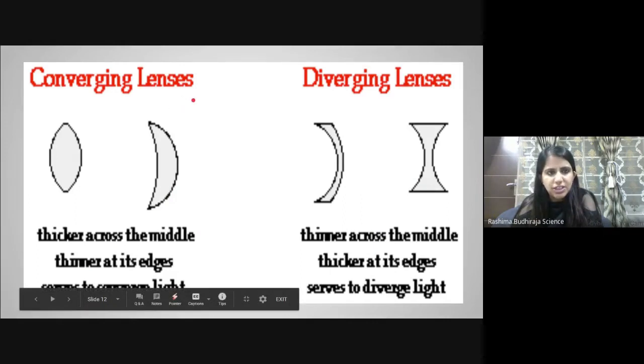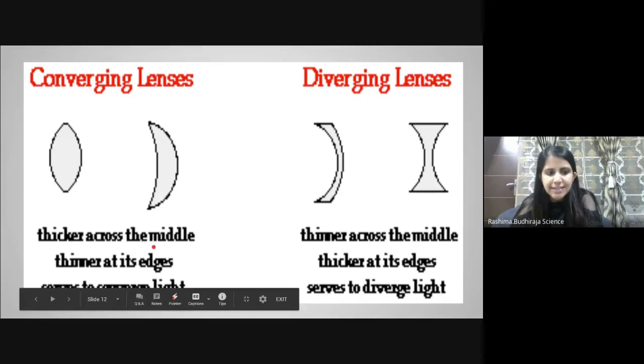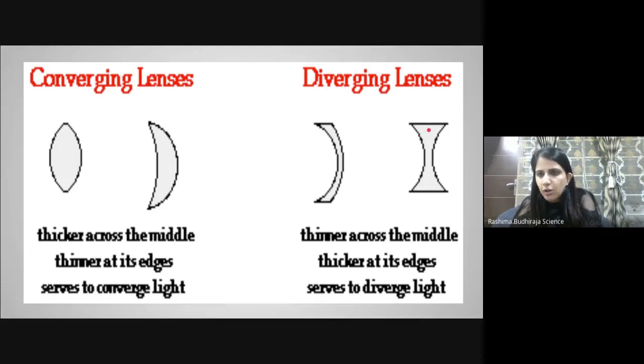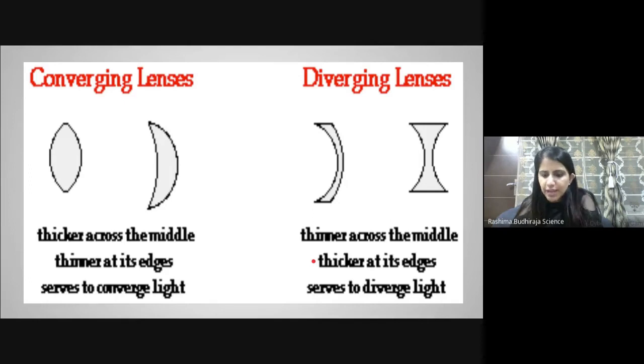Look at converging lenses or convex lenses. Concentrate on the shapes. This is a biconvex lens and this is a converging meniscus. It is thicker across the middle, thinner at its edges and serves to converge light. Look at the diverging lenses or concave lenses. This is a biconcave lens. This is a diverging meniscus. It is thinner across the middle, thicker at its edges, and serves to diverge light.